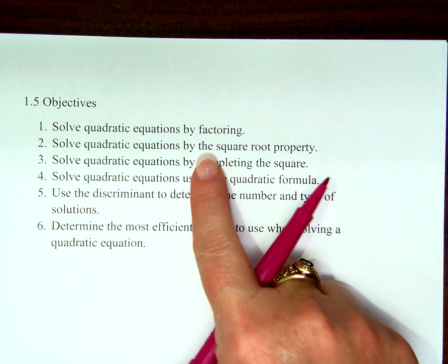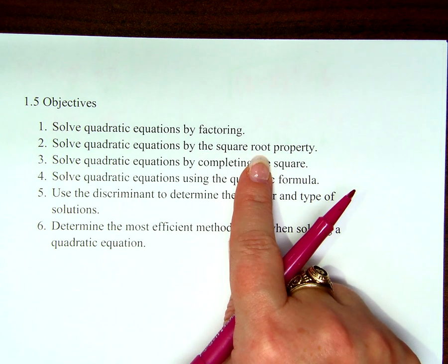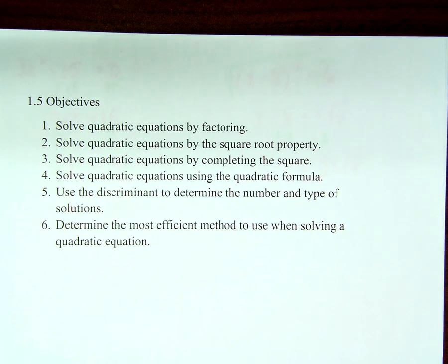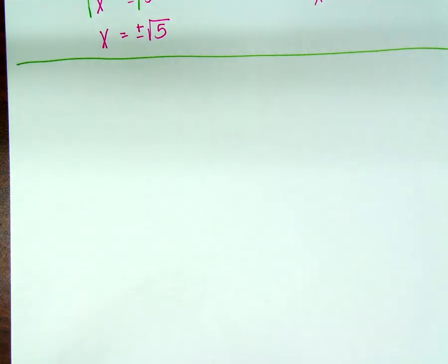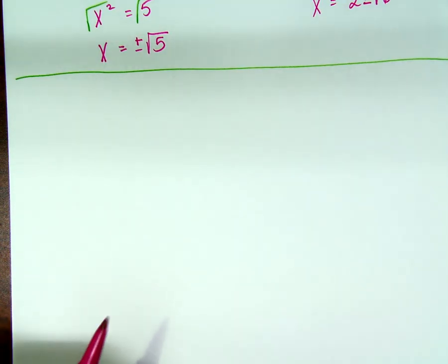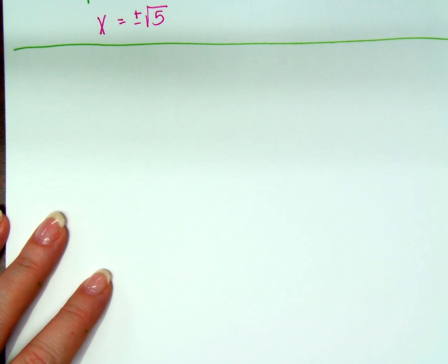So that is the square root property. So the third one: solve quadratic equations by completing the square. Okay? This is one of my favorites because to me it's a puzzle. I'm just trying to figure out what the missing number is to make everything work nicely. That's why I like completing the square. Okay? So before we actually get into solving equations by completing the square, let's remember how to complete the square.